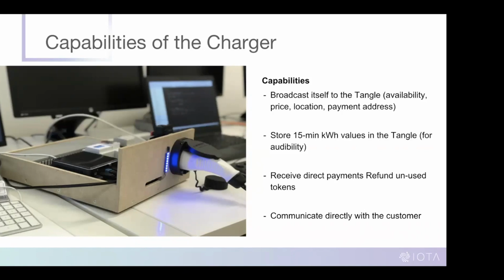Also, instead of having to use, say, a Visa or a MasterCard or bank payments, they're able to directly receive payments to the charger itself. So there's no need for any overhead infrastructure. The vehicle that wants to be charging will send tokens to the correct address, and the charge point will receive that directly. And then finally, there's a direct communication channel with the customer, because they're able to just send the data to the correct address, and the device can read that back.